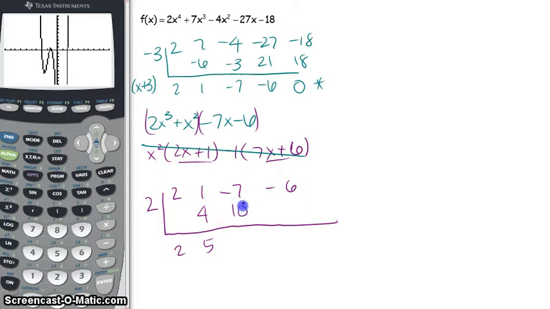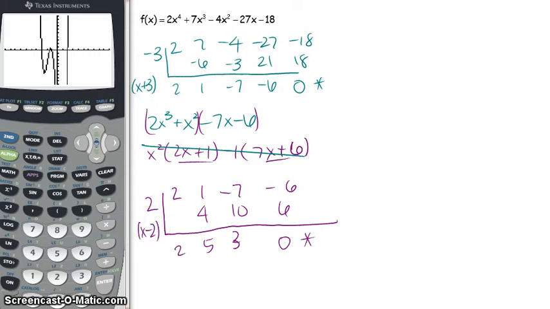2 times 5 is 10. Add these together, and we get a 3. 2 times 3 is 6. Add those together, we get 0. Awesome. That means our 2 is a factor, so that gives us a factor of x minus 2.